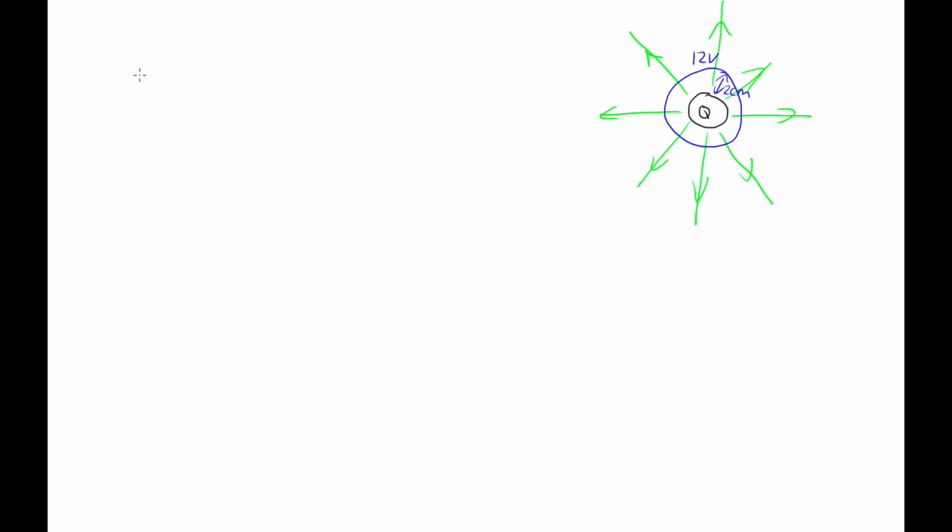So we know that charge is related to the voltage, so V is equal to kQ on r. So we can rearrange this to make Q the subject. So Q is equal to Vr on k. And then these are just numbers that we can substitute in.